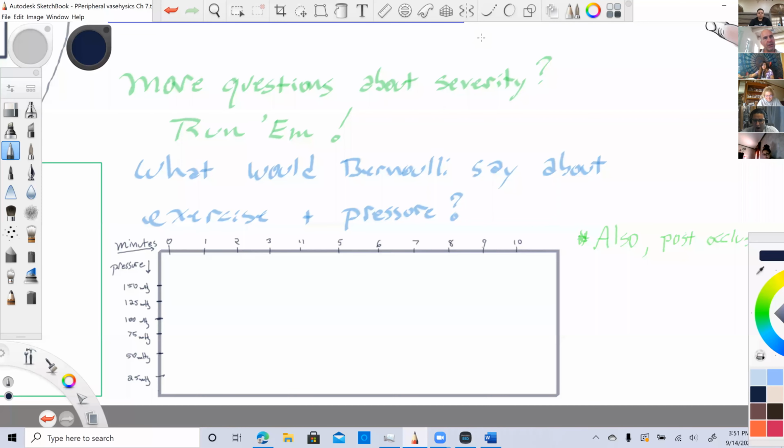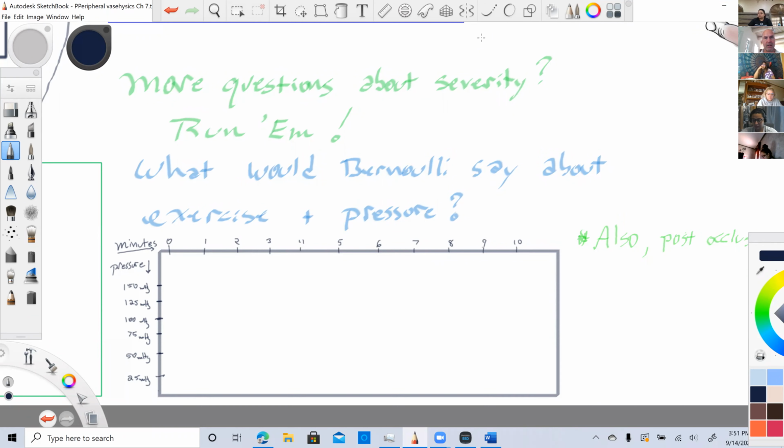So if we have more questions about the severity, we could run them or we could walk them. We could have the patient walk on a treadmill or have them walk up and down the hall. Preferably, you're with them because they probably need your help. This has to be cleared, by the way. You can't just do this without being cleared for their health.